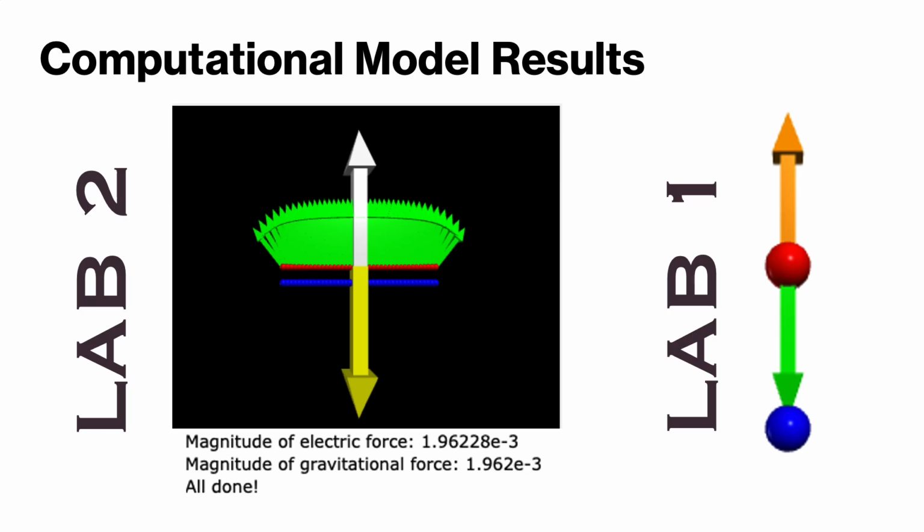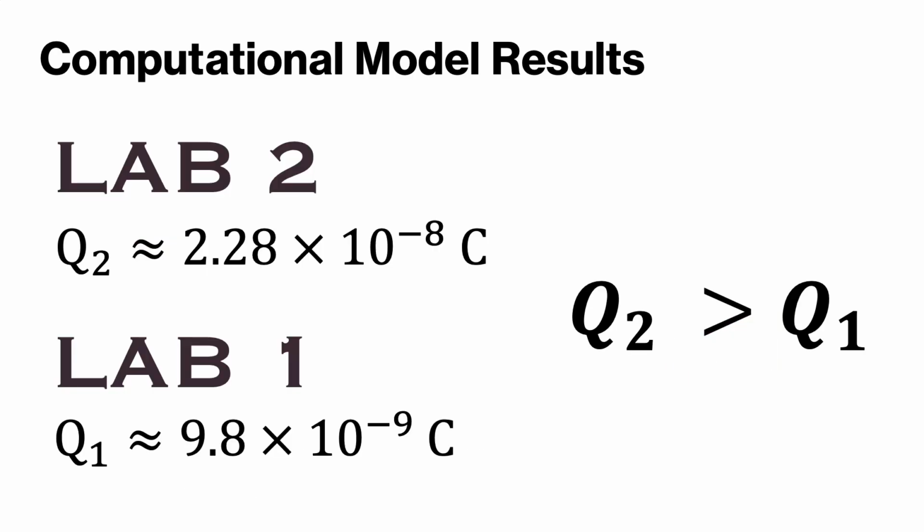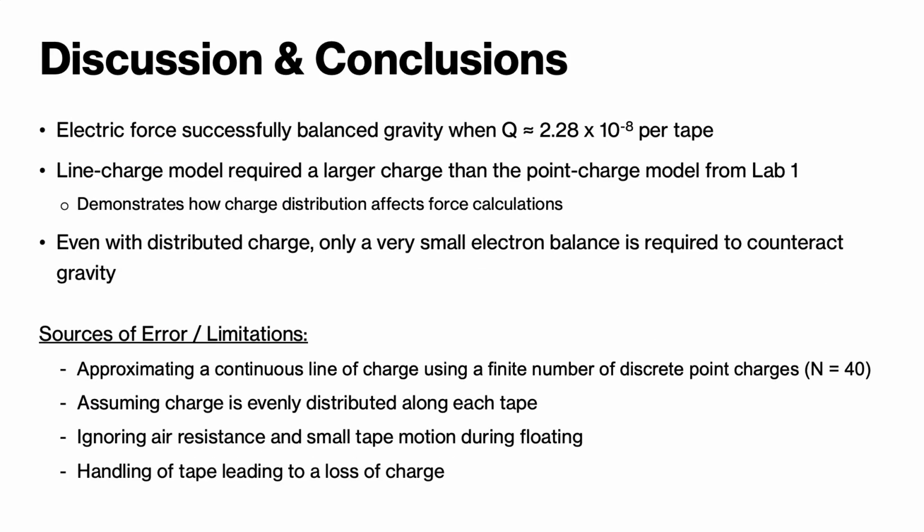When Q was adjusted to approximately 2.28 times 10 to the negative 8 coulombs, the computed electric force matched the gravitational force to within numerical precision. This confirms that the tape floats when electric force balances gravity. Compared to Lab 1, this required a noticeably larger charge. This shows that modeling assumptions can significantly affect quantitative results. This turned out to be the main result of the lab.